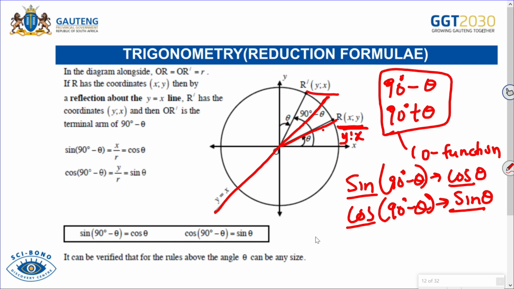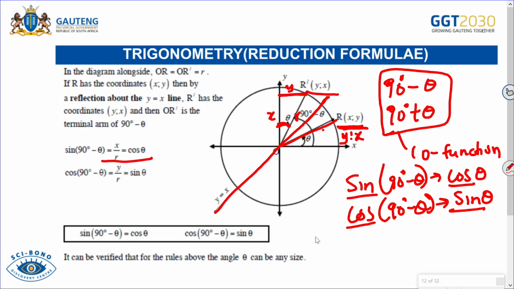Okay, so your sine of 90 degrees minus theta. If I'm looking at this angle, remember we said our x is now y, and our y is now x, and our r is still given as r. So if I'm looking at sine of 90 degrees minus theta, if I'm looking at this angle, then it's going to be my opposite side. Here it's given, it's going to be x all over r.